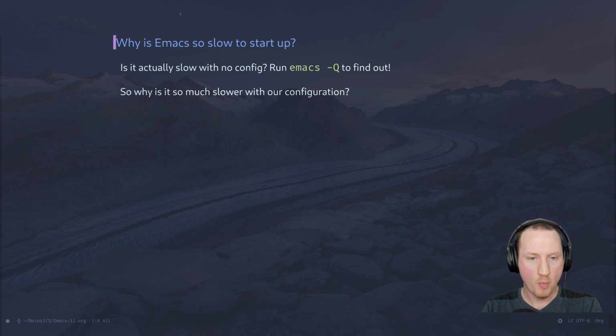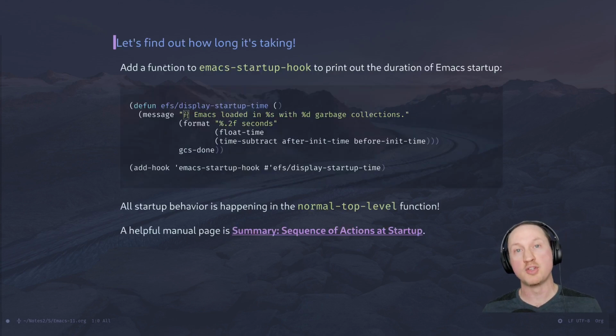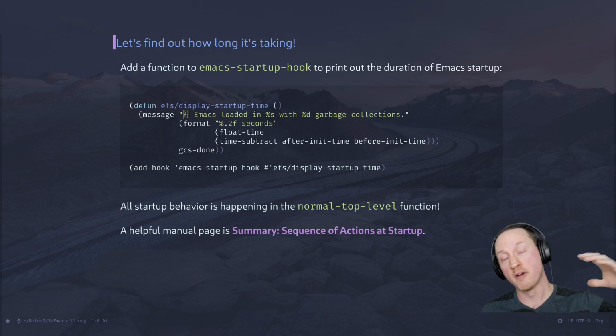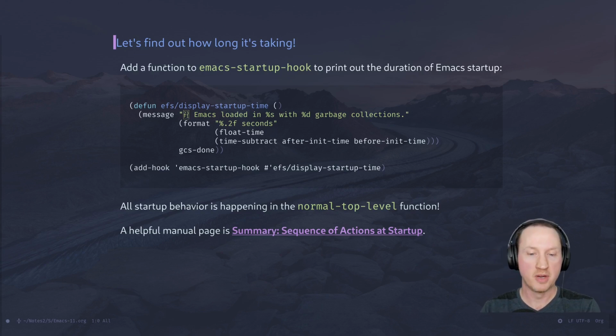One thing that we could do that will help us in this process is to actually see how long it's taking to start up Emacs. The way that we can do this is to use the Emacs startup hook. We can hook in a function that then prints out the amount of time it took to start Emacs. There's a couple helpful variables that get loaded up in Emacs whenever we start it up: the before-init-time and after-init-time variables. These variables are actually used for this purpose of judging how long it takes to start Emacs.